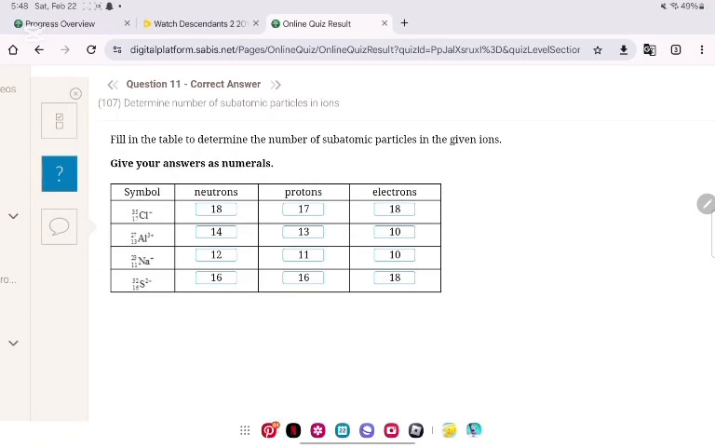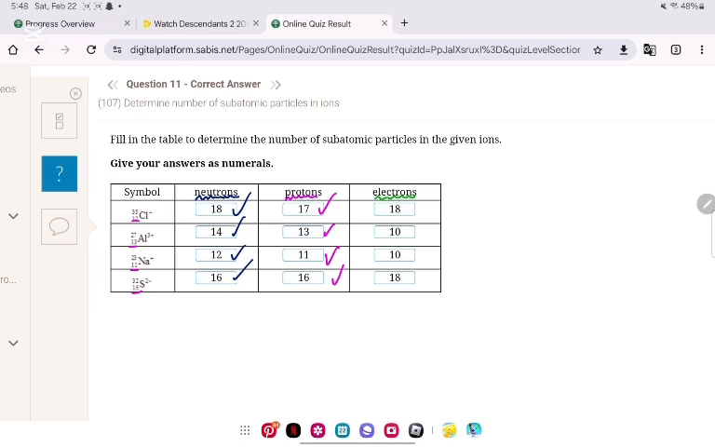Okay, here we need to fill this in. Let's do the easiest one first, which is protons. Protons, you just have to look at the bottom number. So 17, 13, 11, and 16. That part is really easy. Now we're gonna do the neutrons. The neutrons is all of this minus each other. So 35 minus 17 is 18. 27 minus 13 is 14. 23 minus 11 is 12. And 32 minus 16 is 16. That part is also really easy.